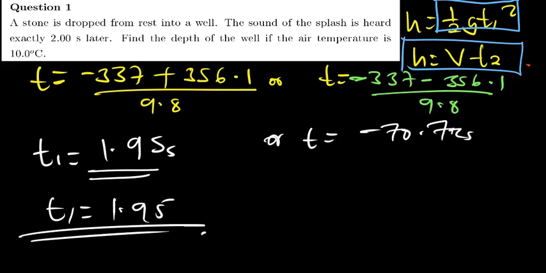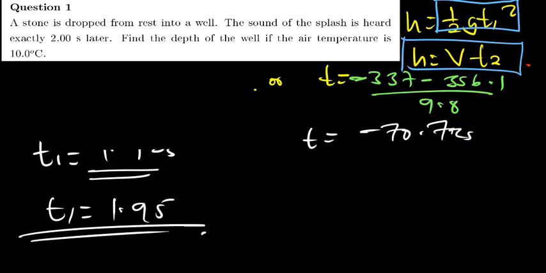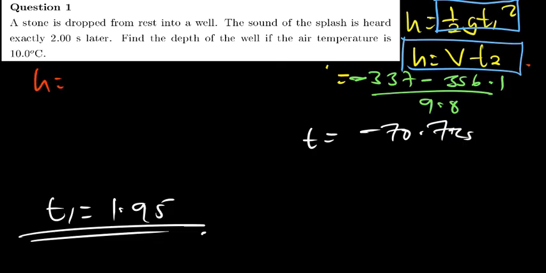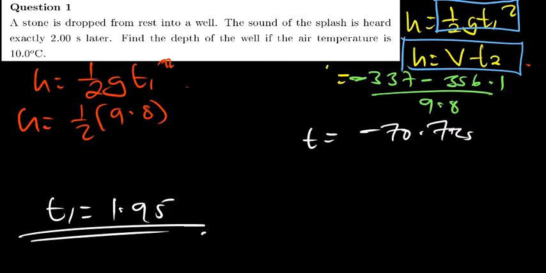Now, since I have the formula which I can use to find the height, now that I have my t1, I said we are going to use the one which is having g because it was in a free fall motion, so it was falling under the influence of gravity. So it will be half g t1 squared. So half 9.8, then t is 1.95. Now I square it like that. So my height of the well is going to be 0.5, which is 1 over 2, times 9.8 times 1.95.